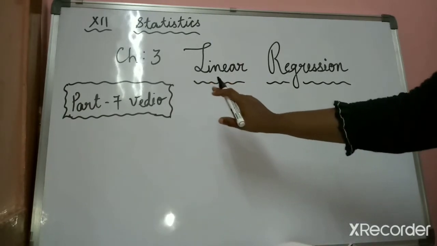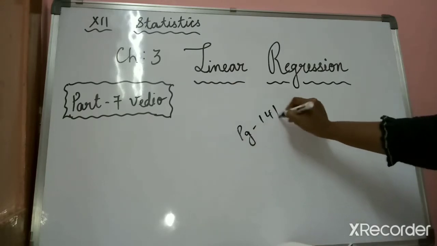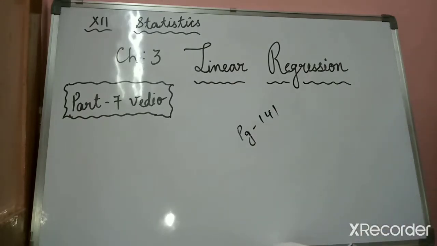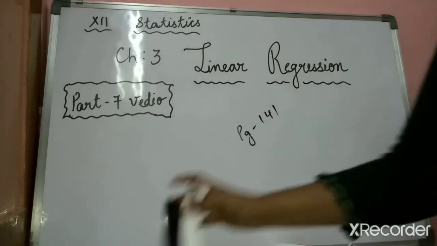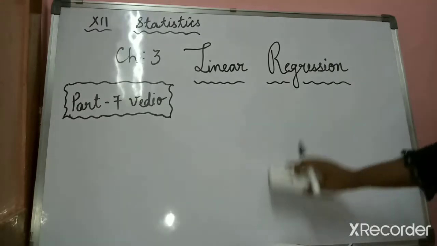So after illustration 14 you can see on page number 141 of your textbook, below it is given properties of regression coefficient. There are two properties given to you. Just read it by yourself. It is very easy, nothing hard. So now I would go do it by yourself, students. I am not going to do those properties.